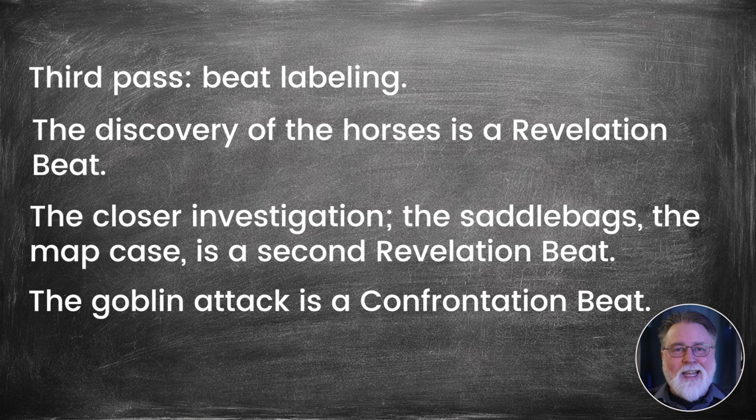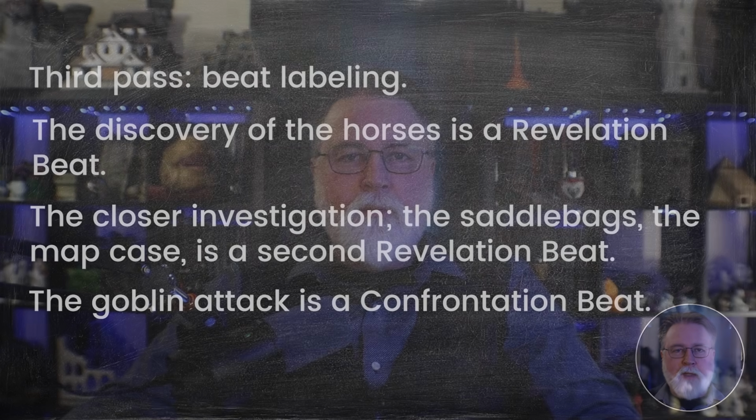The goblin attack is a confrontation beat. Competing intentions surface. The goblins want to eliminate witnesses and protect their position. The players want to survive and recover what was taken. And those two things are now in open conflict. So here's what the map makes visible. Between that second revelation beat and the confrontation beat, there is no decision beat.